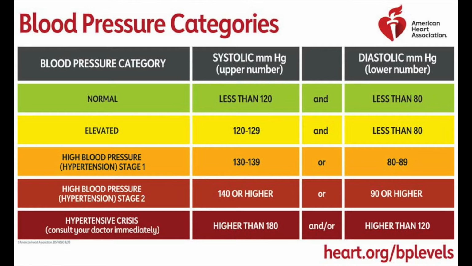Elevated blood pressure is when the systolic pressure is from 120 to 129 and the diastolic is less than 80. Hypertension stage 1 is when systolic pressure is between 130 to 139, or diastolic pressure is between 80 to 89. Hypertension stage 2 is when the systolic pressure is 140 or higher, or diastolic is 90 or higher.